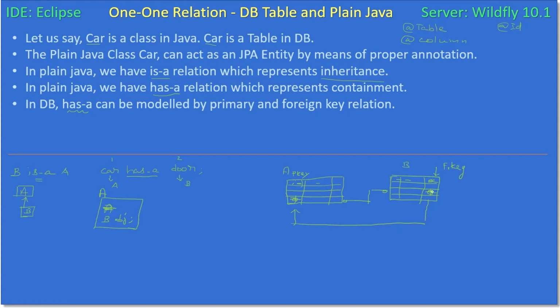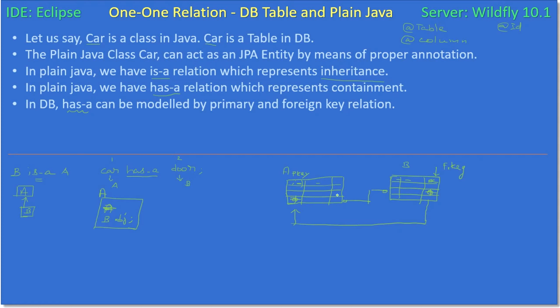This one, B, this is a foreign key, right? Foreign key referring back to a record in the primary key table. So that means the record B contains record A. So here record B has a row in record A by means of foreign key and primary key. So that's what we are saying here. In the DB world, this containment, or has-a, can be modeled using a primary and foreign key relation.